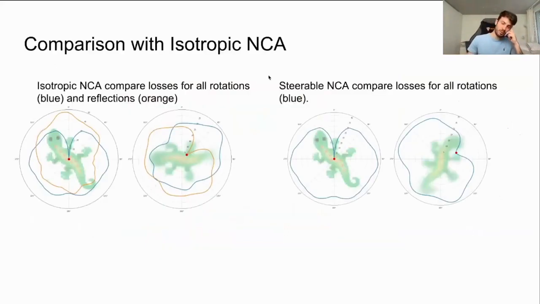If you're familiar with isotropic NCA, you will notice that this is strictly a simpler approach than what we were doing for isotropic NCA, because there we had to care about all rotations and reflections. Meanwhile, here we only care about all rotations. But notice that just like in isotropic NCA, training this is hard.